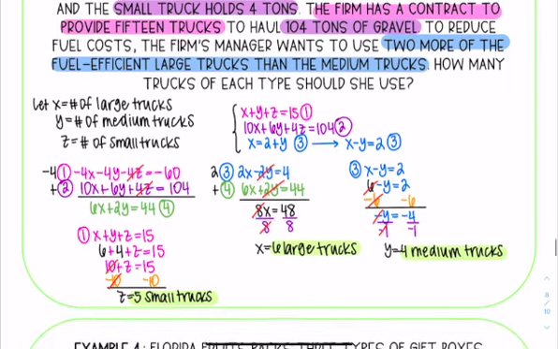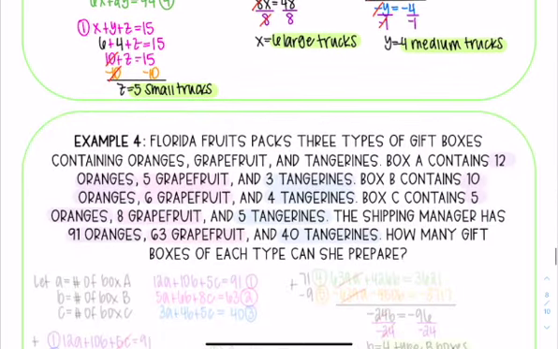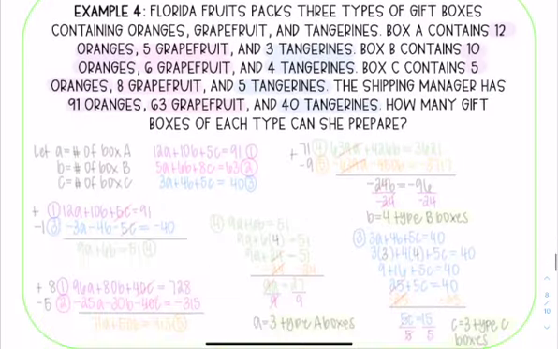Let's go ahead and try one more. Florida Fruits packs 3 types of gift boxes containing oranges, grapefruit, and tangerines. Box A contains 12 oranges, 5 grapefruit, and 3 tangerines. Box B contains 10 oranges, 6 grapefruit, and 4 tangerines. And box C contains 5 oranges, 8 grapefruit, and 5 tangerines. The shipping manager has 91 oranges, 63 grapefruit, and 40 tangerines. How many gift boxes of each type can she prepare?